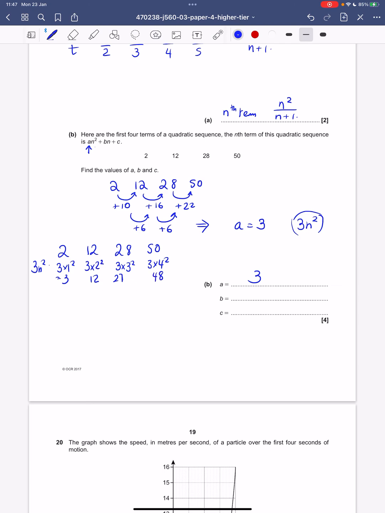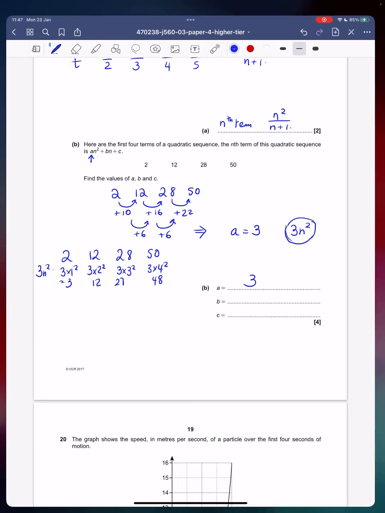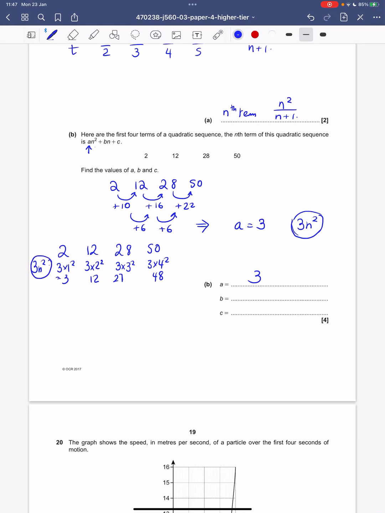Okay. So we know 3n squared is part of the sequence. So I've worked out what 3n squared is for each place. So we take that away now. We do 2 take away 3 is minus 1. 12 take away 12 is 0. 28 take away 27 is 1. 50 take away 48 is 2. Okay, so we've sorted out the a and we've taken it away. So now what's left is bn plus c.